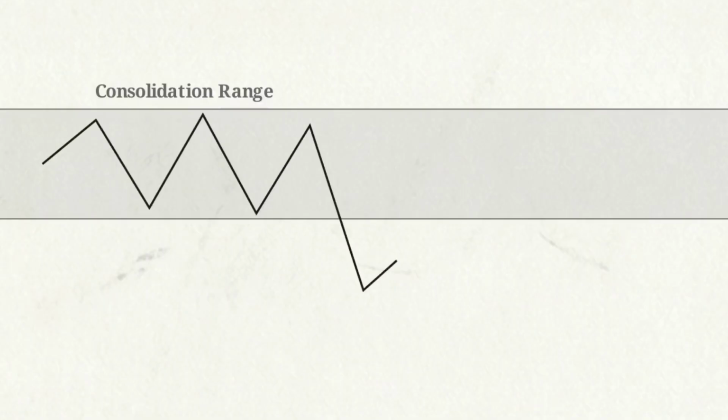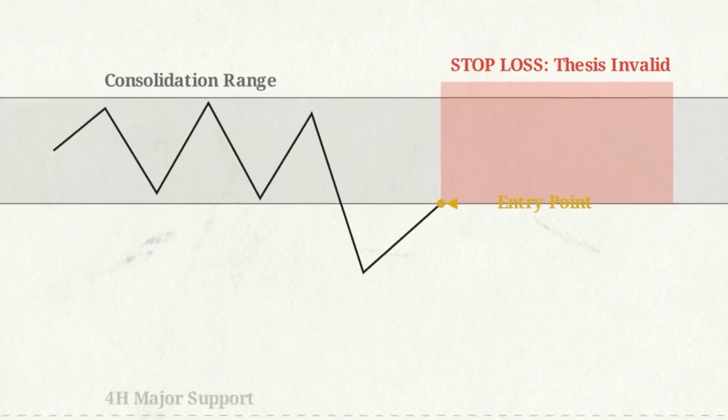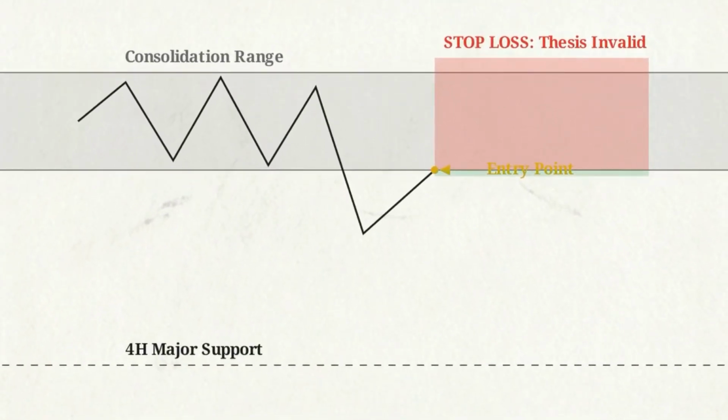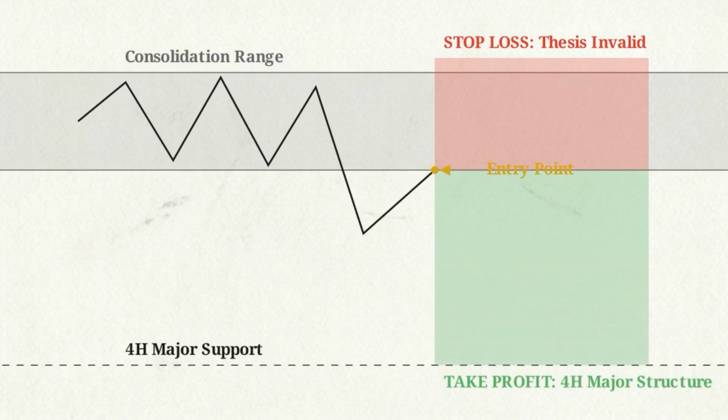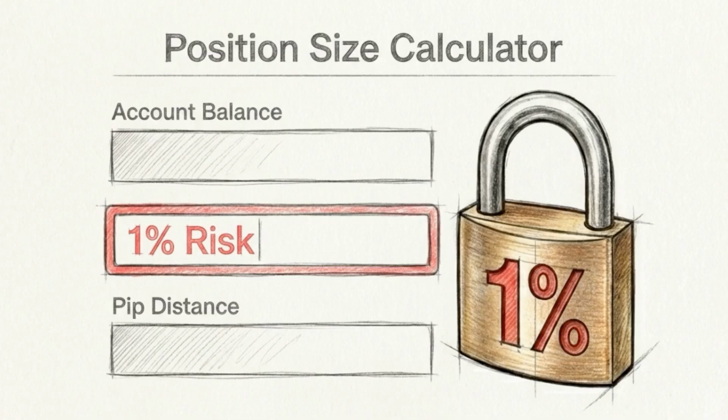The stop loss goes on the opposite side of our consolidation range. If price returns there, our trade thesis is invalid. To find our profit target, we look back at the 4-hour time frame, placing our goal at the next major horizontal structure. Measure the exact distance in pips between your entry and your stop loss. Use that pip distance to calculate your trade size. Every single trade should risk exactly 1% of your account balance.